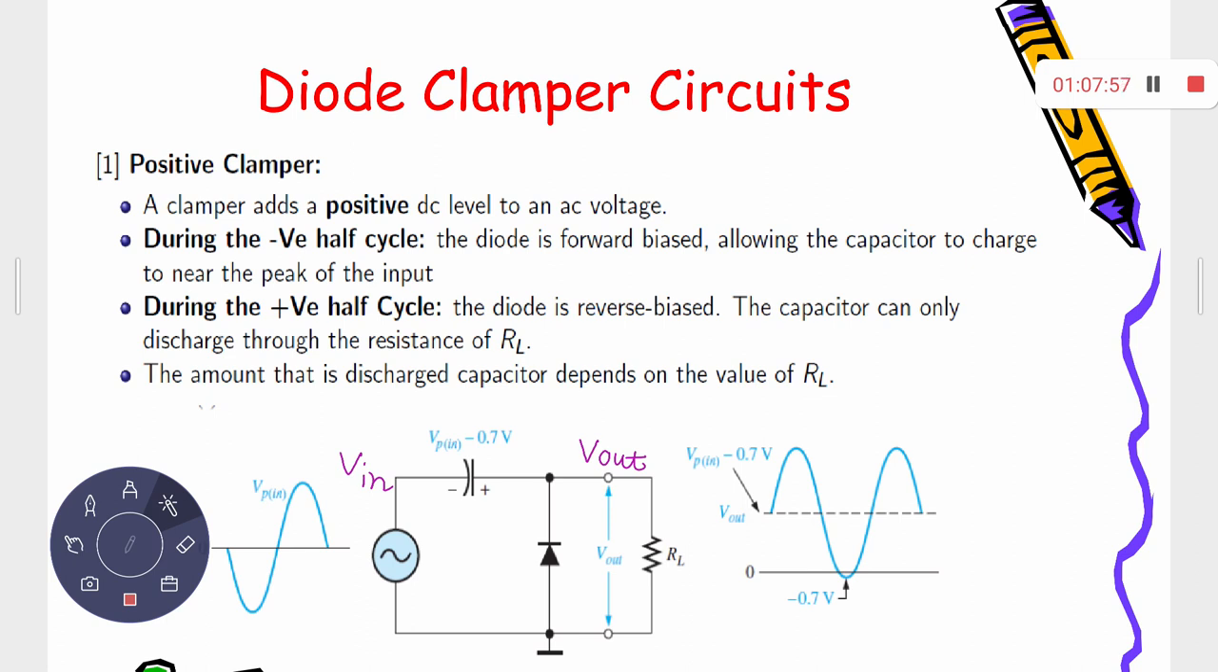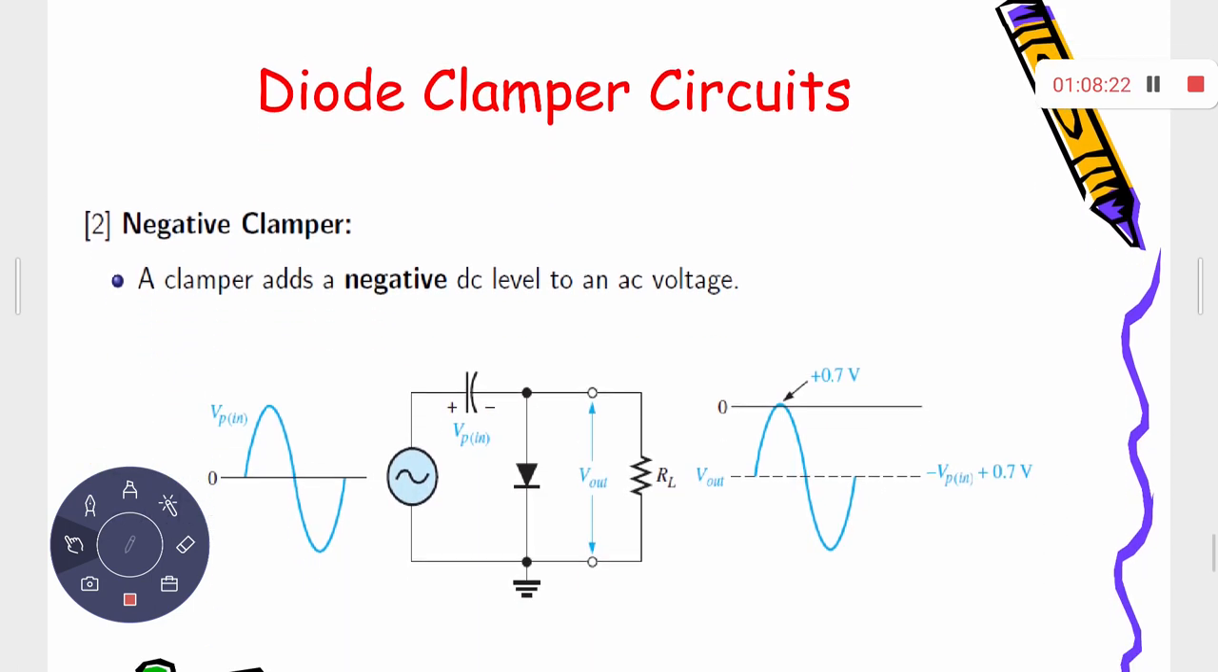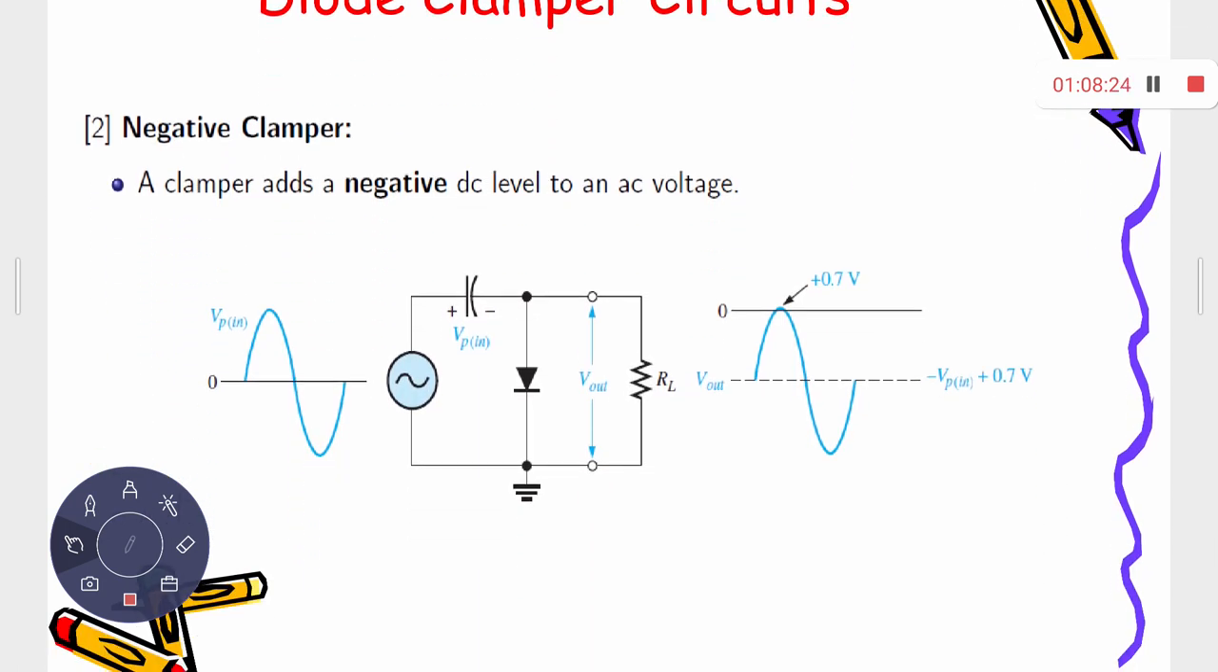Now here, since the DC level is shifted up, that's why this circuit is known as the positive clamper circuit, whenever the diode is connected in that fashion, anode connected to the ground potential. Now obviously you understand that the negative clamper circuit will be just the opposite, just the reverse. So for the negative clamper circuit, the diode is connected something like that.